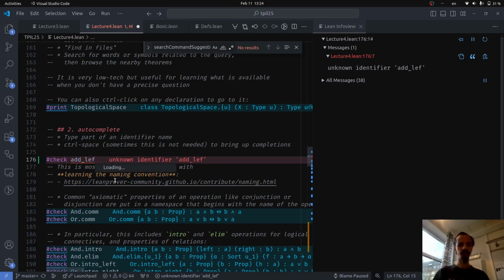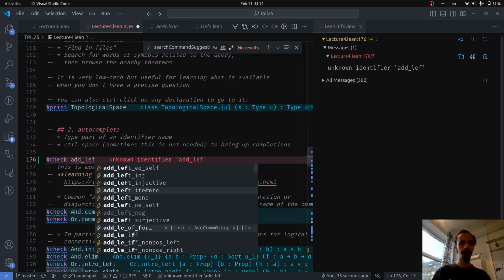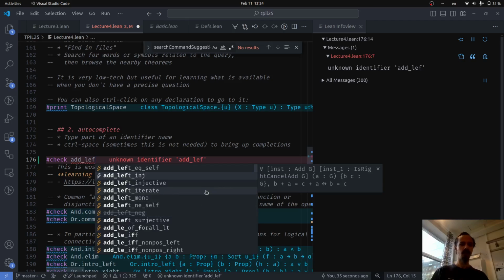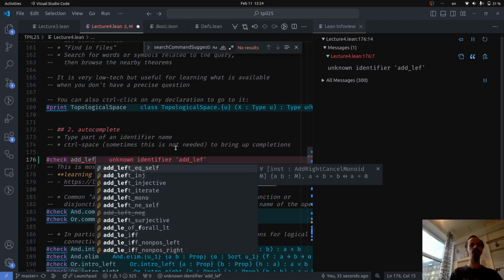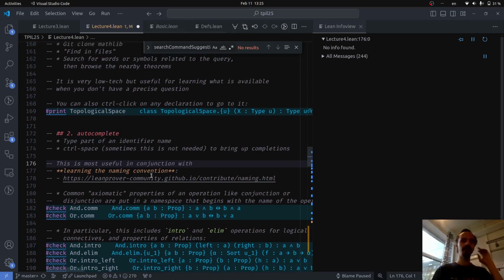Is there anything? Wow, this is slower than it should be. Or add left something or other. And each of these have statements. So this is a way of basically finding your way to a definition if you know a piece of the name. Now, a critical part of using this method is learning the naming convention, and so I'm actually going to talk about that right now.